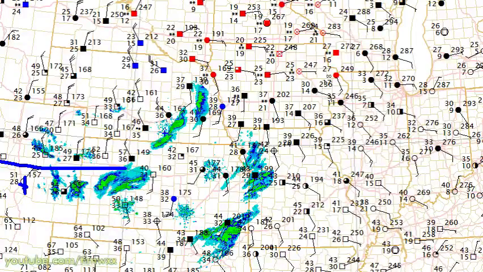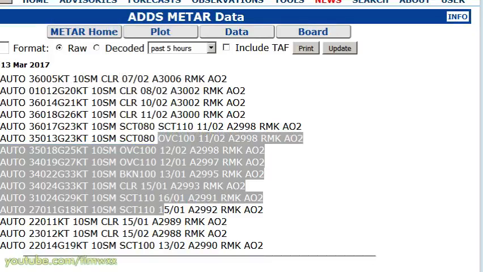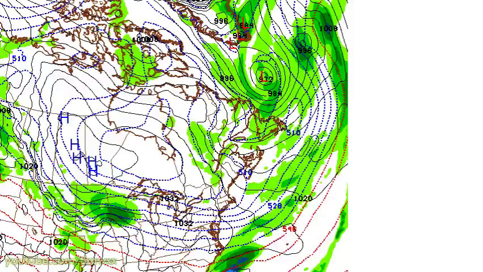You can pull up a few stations around there and look for changes, sudden changes in the METAR sequence there. Okay, so we don't have any new upper air data, so we're just going to use the 12Z data.